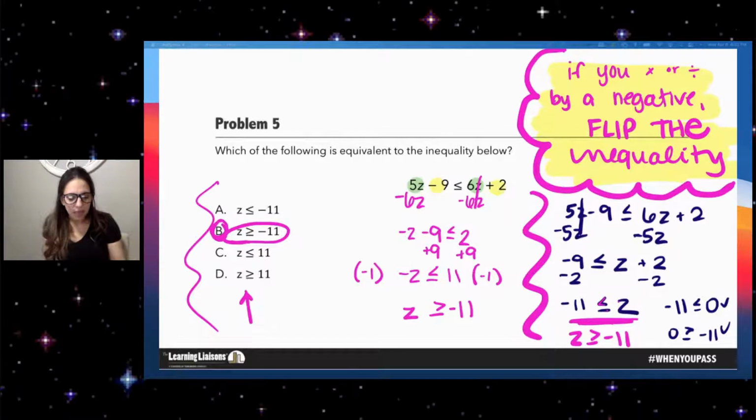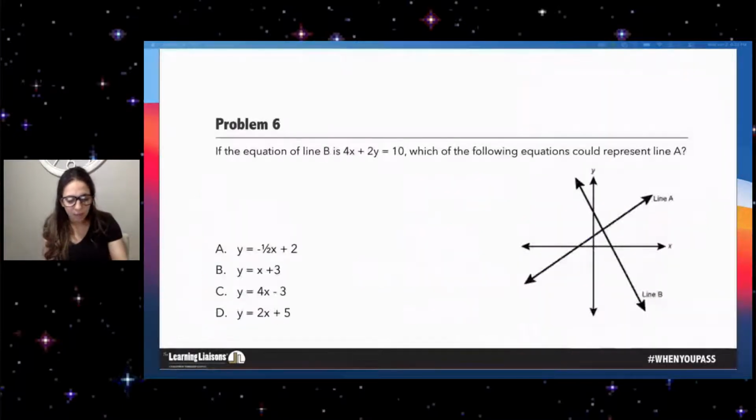Problem number 6. If the equation of line B is 4x plus 2y equals 10, which of the following equations could represent line A? Interesting question. If the equation of line B is 4x plus 2y equals 10, which of the following equations could represent line A? There's a lot to unpack for this problem here.